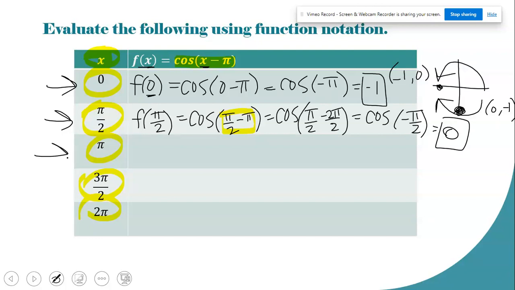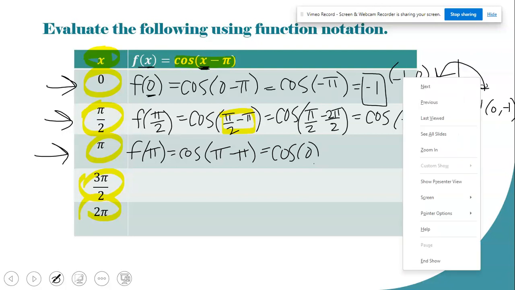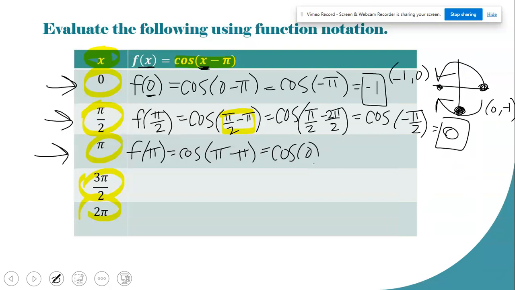To plug in pi, we're going to have f of pi is equal to cosine. And everywhere there was an x, we're plugging in this value, pi. Pi take away pi. Well, if you had pi and you took away another pi, you have nothing. Cosine of 0. That's this point right here, this quadrantal point, which x is 1, y is 0. So we get 1 again.